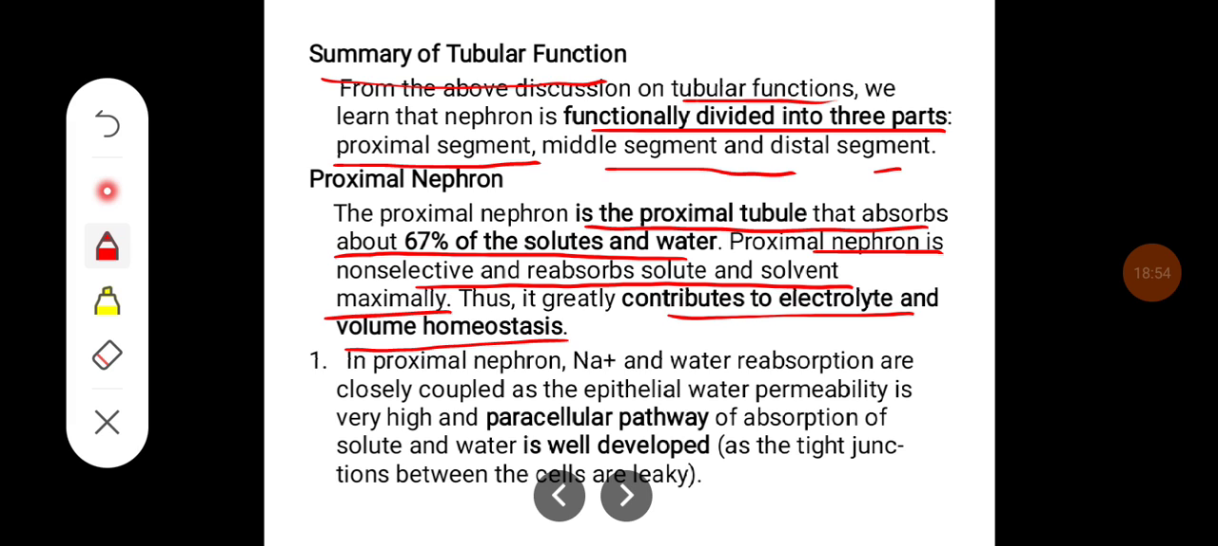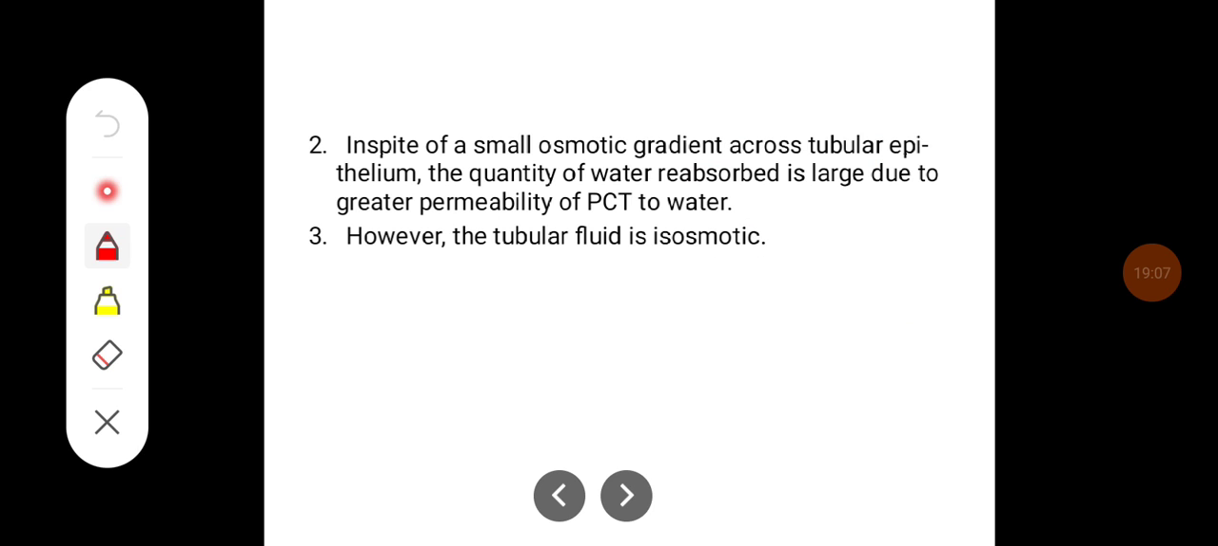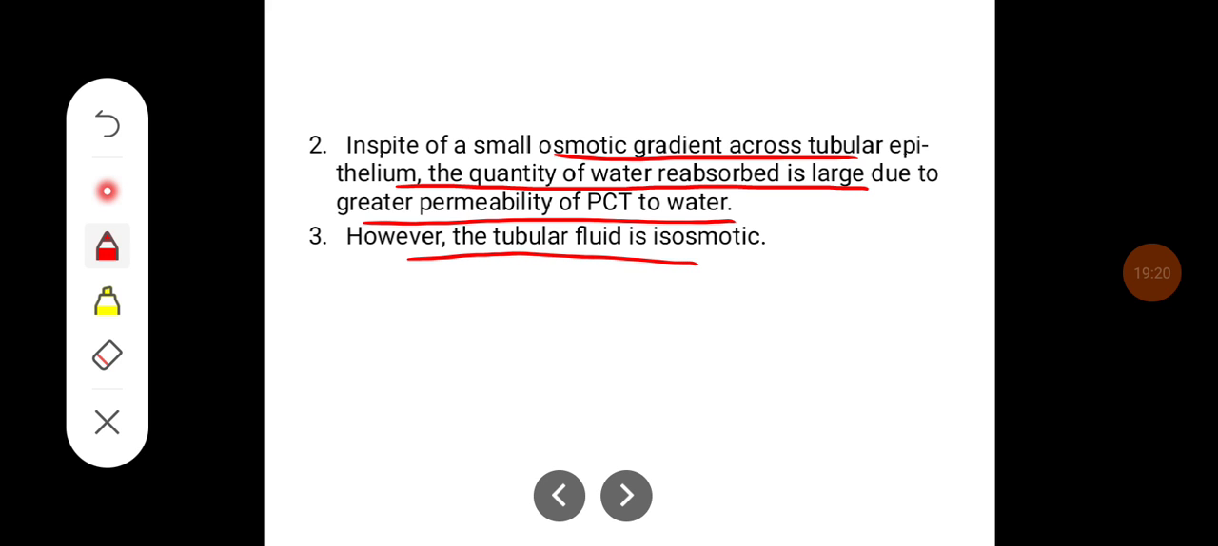In the proximal nephron, sodium and water reabsorption are closely coupled as epithelial water permeability is very high, and the paracellular pathway of absorption of solute and water is also well developed. In spite of a small osmotic gradient across the epithelium, the quantity of water absorbed is large due to the greater permeability to water in the PCT. However, the tubular fluid is isoosmotic.